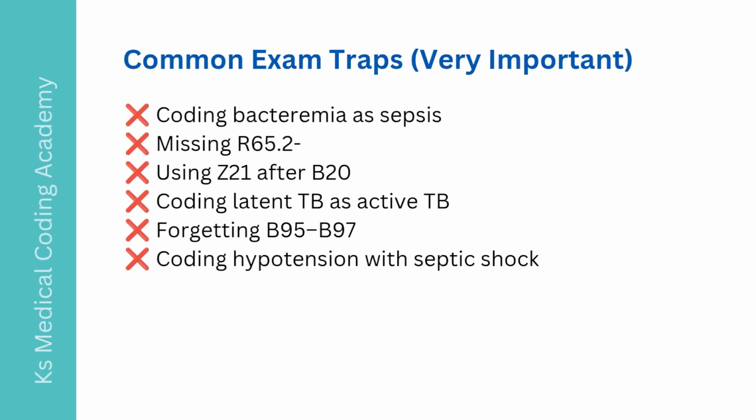Common exam traps. Be careful to avoid common exam mistakes. Do not code bacteremia as sepsis. Do not forget the R65.2 code for severe sepsis. Never use Z21 after B20. Do not code latent TB as active TB. Do not forget B95 through B97 when required. Do not code hypotension with septic shock.